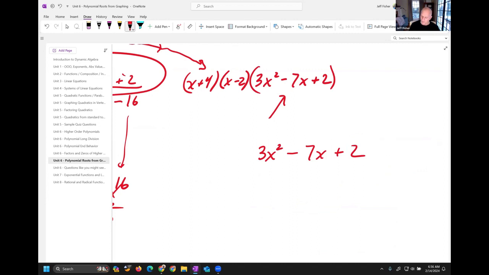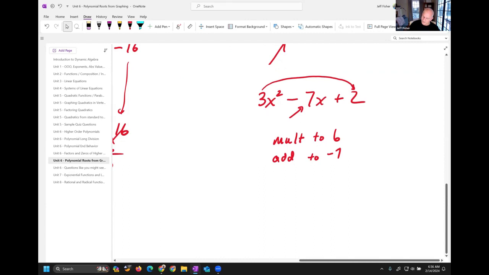Well, we're going to do this by finding values that multiply to become 6, and they add to become -7. Well, what is that? Two factors, it's going to be -6 and -1, right? -1 times -6 is a +6. -6 plus -1 is a -7. So we're going to use -6 and -1.